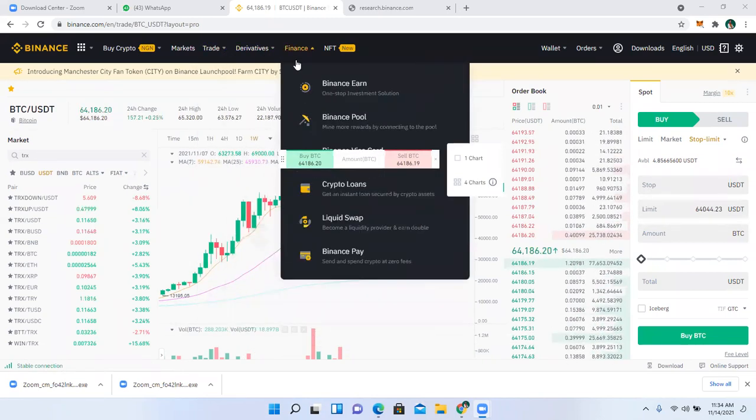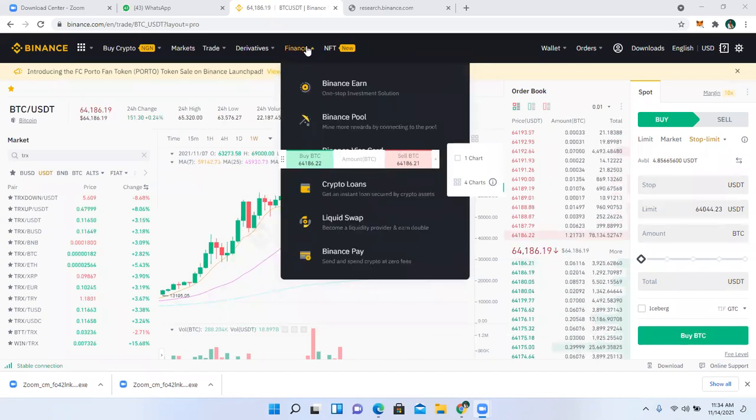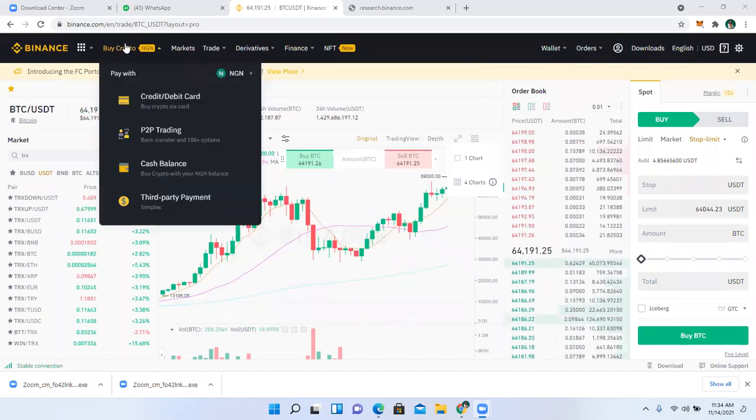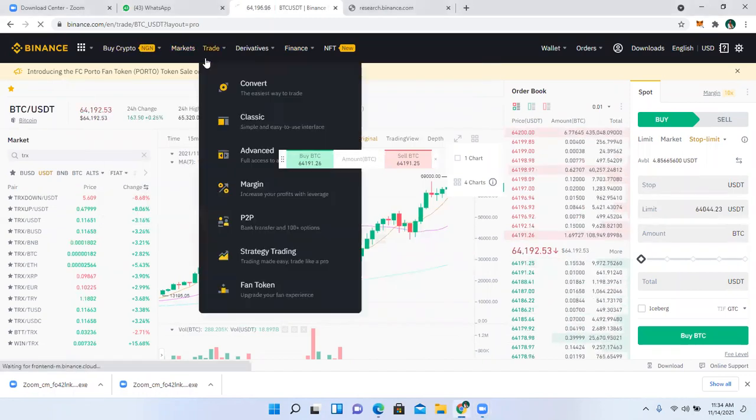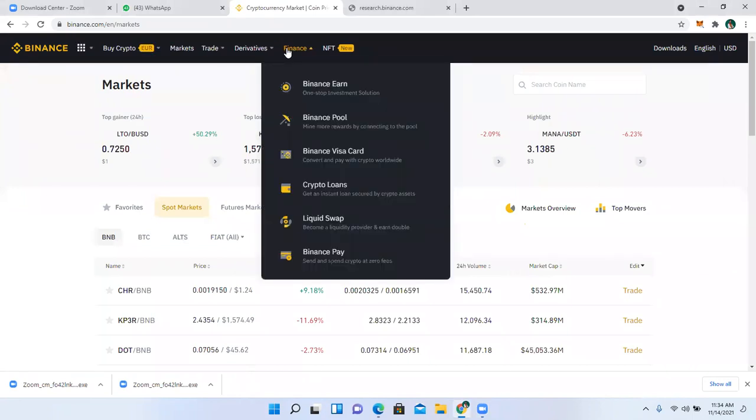Now another thing that we have on Binance is Finance. Sorry, let me just get a clear view. Now Binance Finance, we have Binance Earn, Binance Pool, Binance Visa Card, Crypto Loans, so you can actually borrow crypto, Liquid Swap, Binance Pay. But I think the one I'm interested in right now is Binance Earn. I think that's where we'll stop this class.